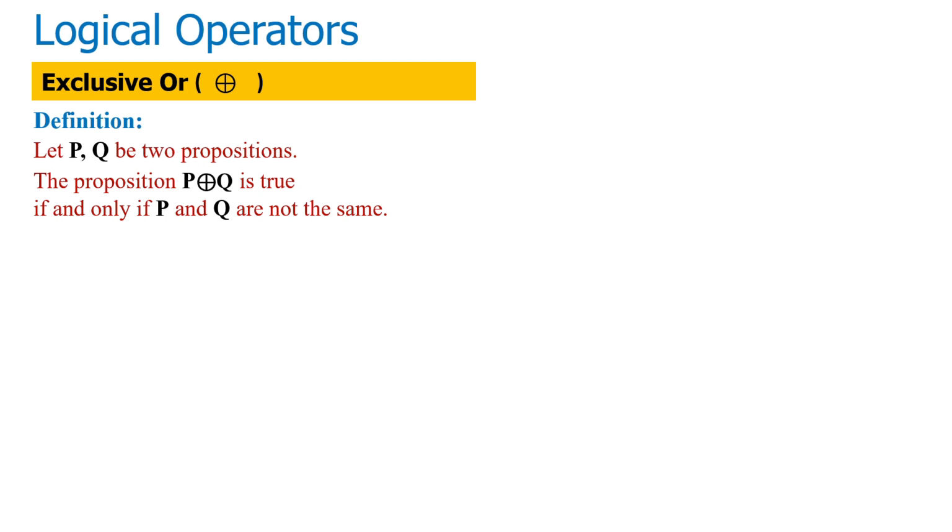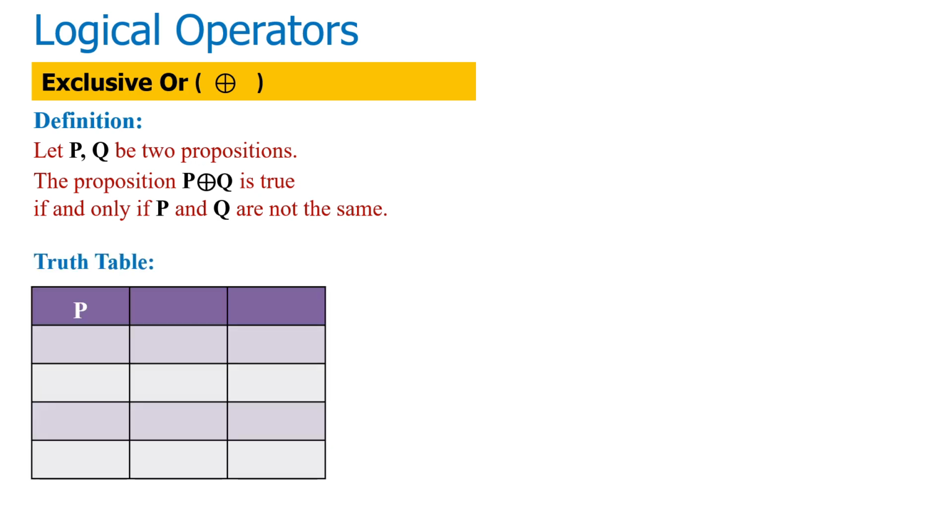Let's look at the truth table. P, Q, P exclusive or Q. If P is true, Q is true, then P exclusive or Q will be false. If P is true, Q is false, then P exclusive or Q will be true. If P is false, Q is true, then P exclusive or Q will be true. If P is false, Q is false, then P exclusive or Q will be false.